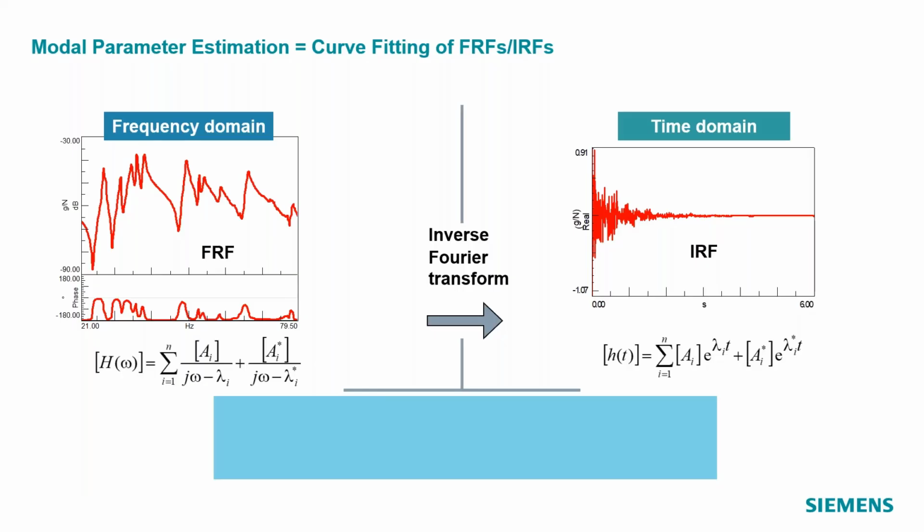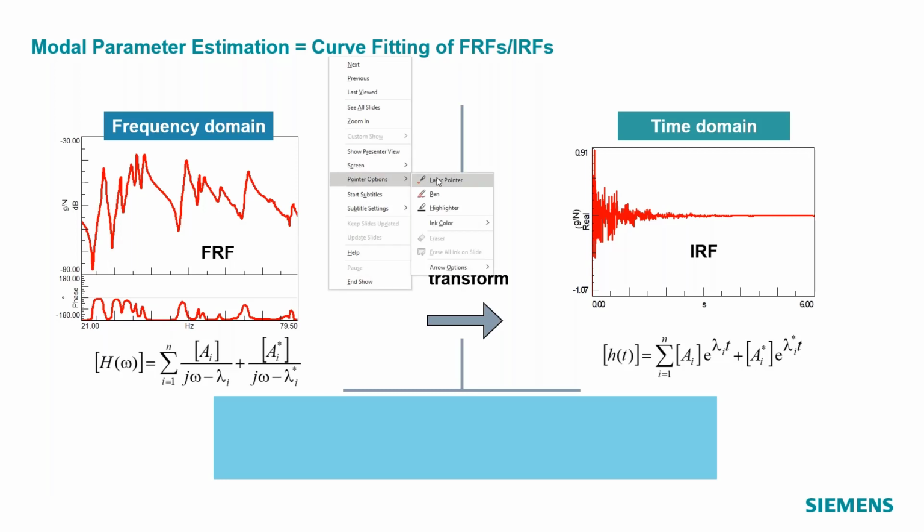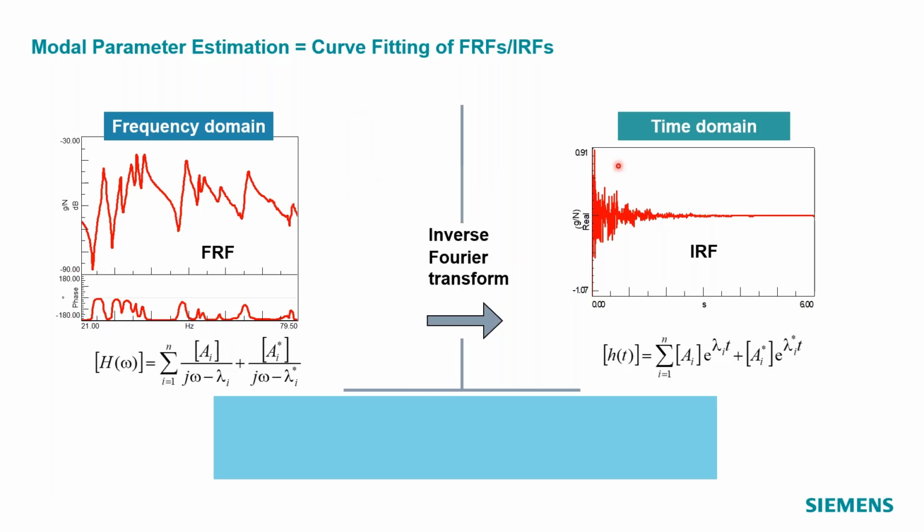We are talking about getting modal models. This was the title of this talk. So we look into modal parameter estimation, and this is kind of a refresher. What do we want to achieve? We essentially want to curve fit our frequency response functions in the frequency domain. Sometimes methods also work in the time domain, and then we need to curve fit the impulse response functions, which are the inverse Fourier transforms of the frequency response functions.